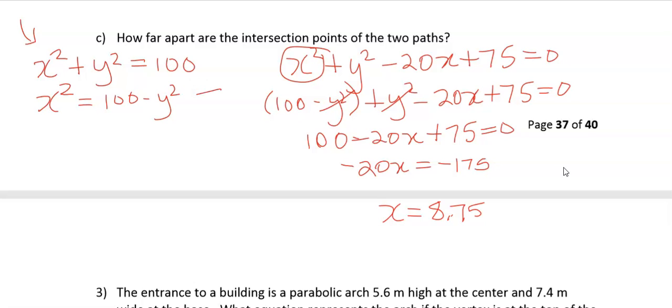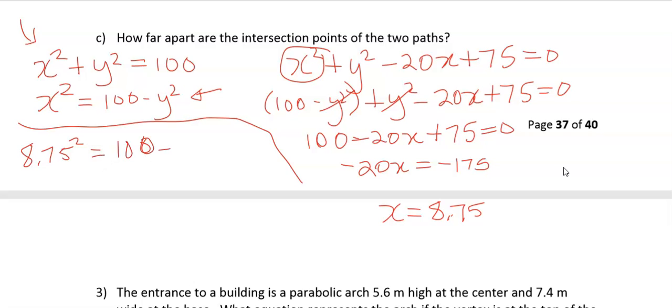Now, what would you do to get your y? Well, where would you plug that x? Why not plug it back in there? That one looks like maybe the simplest equation. So 8.75 squared is equal to 100 minus y squared. So let me get my calculator out. Let me see what we get. 8.75 squared is 76.5625. All right. But when I bring my 100 over, it's going to become a subtract.